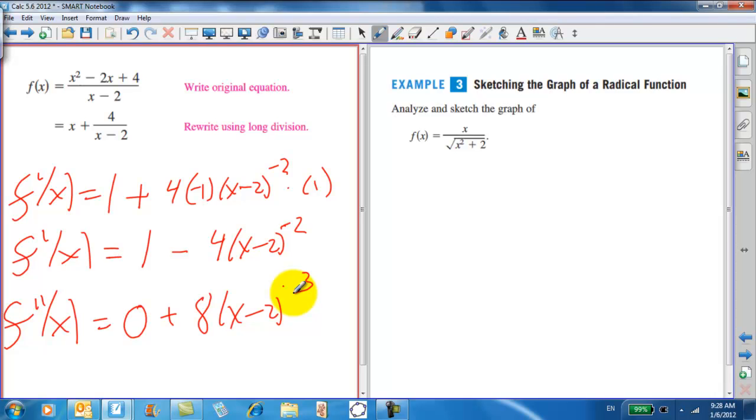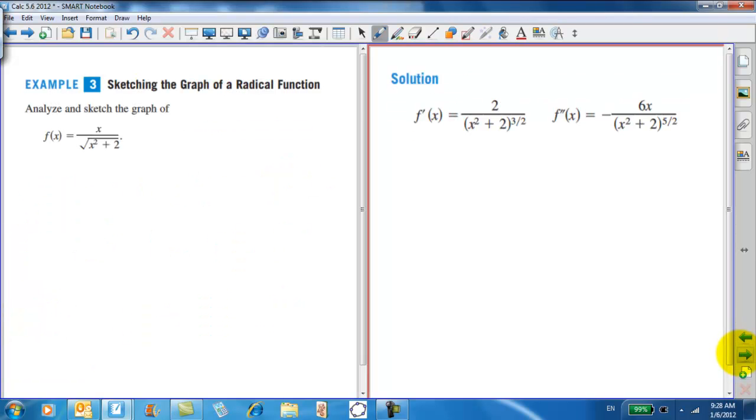Now we've got a radical function here. Analyze and sketch the graph of this mess. Oh my gosh. Well, let's look at some of our details. First, I've already put the derivatives that you can get from your calculator on here.